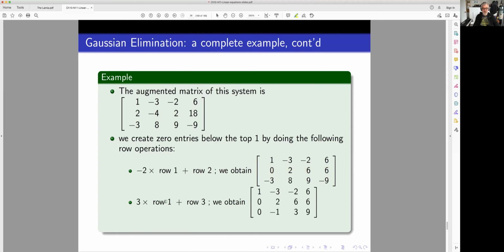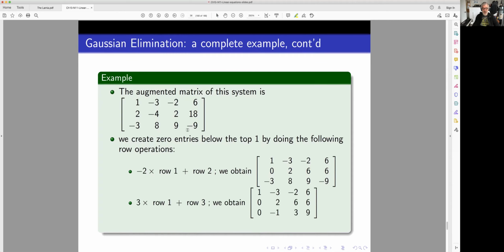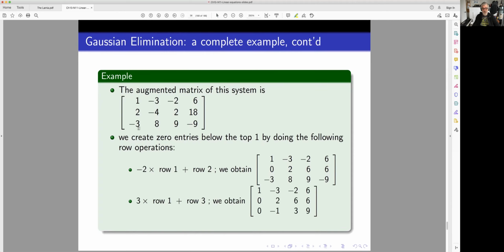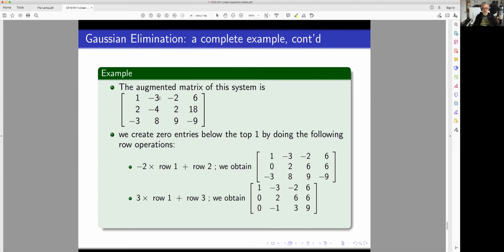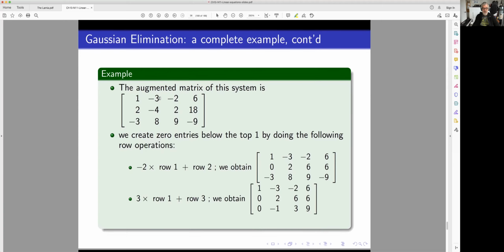So 3 times the first row plus the third. Here's what I get. 3 times 1 minus 3 is 0. 3 times -3 is -9 plus 8 gives you -1. Then -6 plus 9 is 3. And 18 minus 9 is 9. So this is my new row 3. And again, all I've done is use elementary row operations. That's all I'm allowed to use.